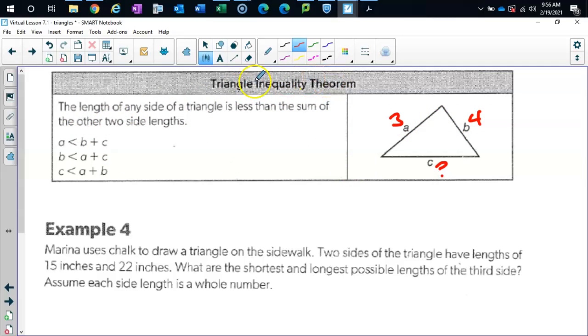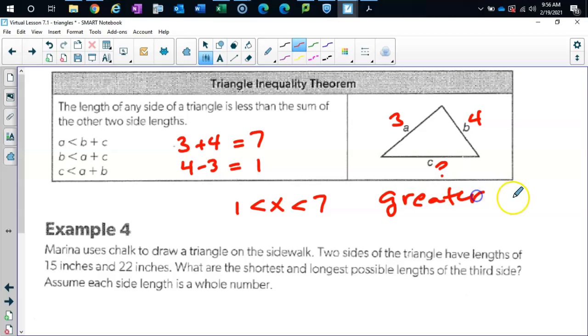The triangle inequality theorem basically says this. You take two sides. So we're going to use 3 and 4, and you add them. 3 plus 4 gives you 7. And then you subtract them. Always subtract so it's positive. 4 minus 3 is 1. Okay, so I take two sides, I add them and subtract them. And the third side, which we don't know, I'm going to call it x, has to be greater than 1 and less than 7.